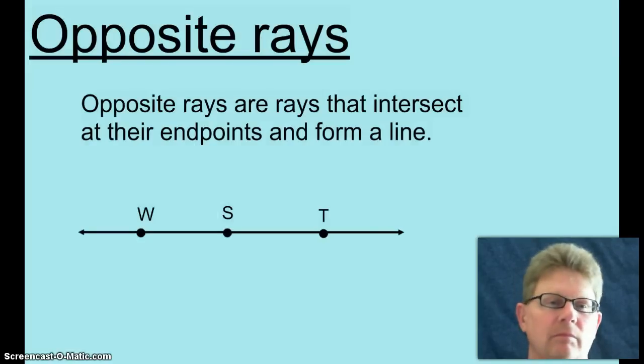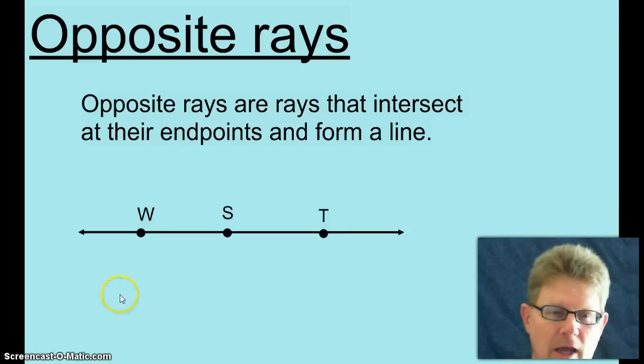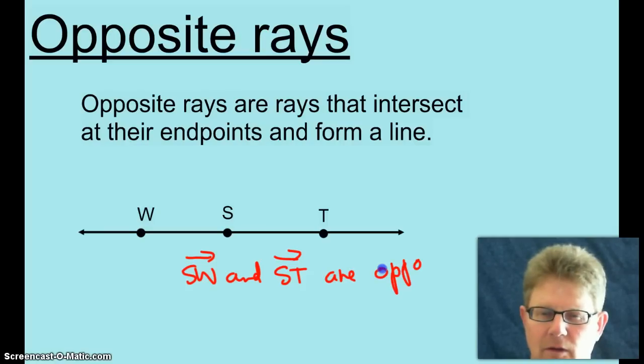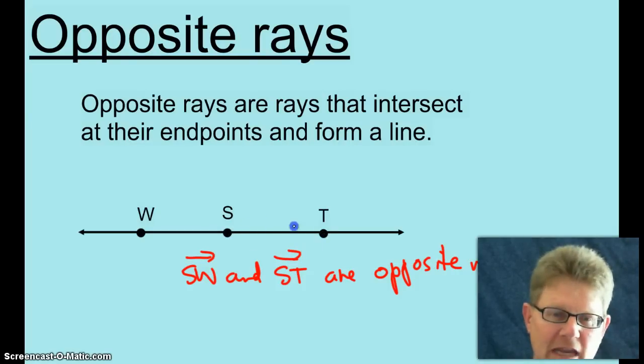Opposite rays. Opposite rays are rays that intersect at their endpoints and form a line. So in this picture, ray SW and ray ST are opposite rays. And notice again, I didn't draw the ray going in the other direction. The arrow was always pointing to the right. Ray ST starts at S, goes through T, and keeps on going. Ray SW starts at S, goes through W, and keeps on going. Ray ST, ray SW.